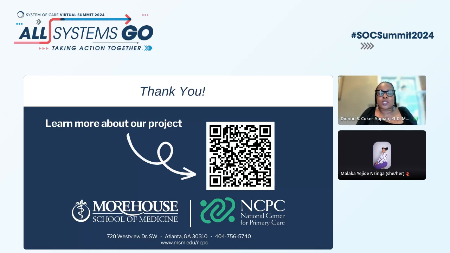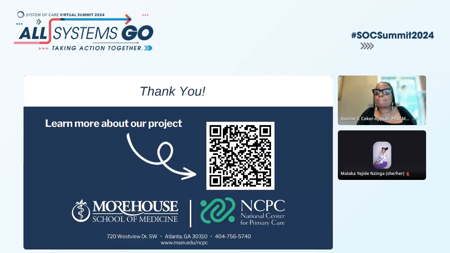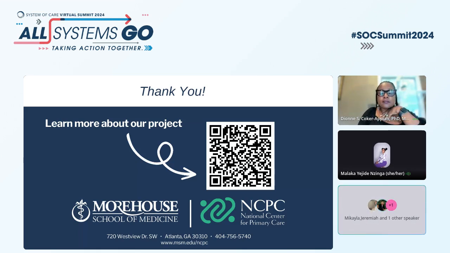We have one question in the Q&A that I'd like to share, and then please add more questions to the Q&A, and I'll read them aloud. So the first question for the team is, do you all have any recommended materials to read or watch in order to learn more about adultism and youth rights? And anyone from the team can respond. I'll actually pass that question to Michaela, but Vox does have amazing resources, so I'll let her highlight that a bit more. Wonderful. Okay.